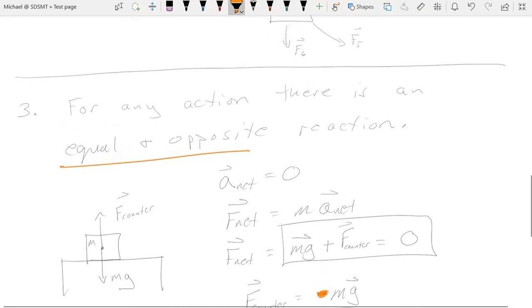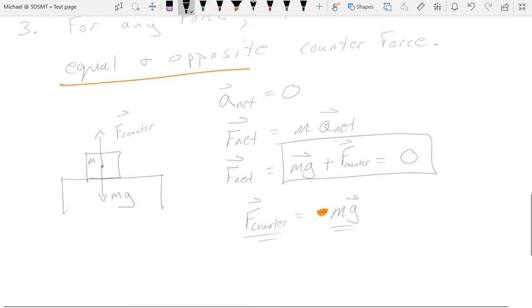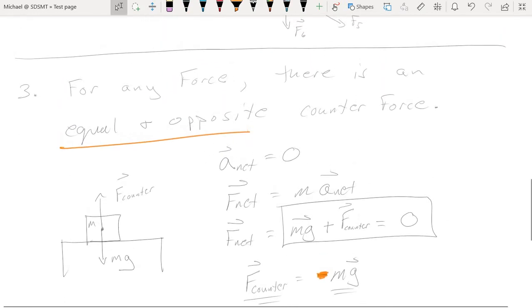Well, we're not going to use the words action and reaction. Reaction sounds like we're in a chemistry class. We're not. So instead, we're going to use the term force. For any force, there is an equal and opposite counterforce. And again, that goes back to the idea: you push me, I push you back.